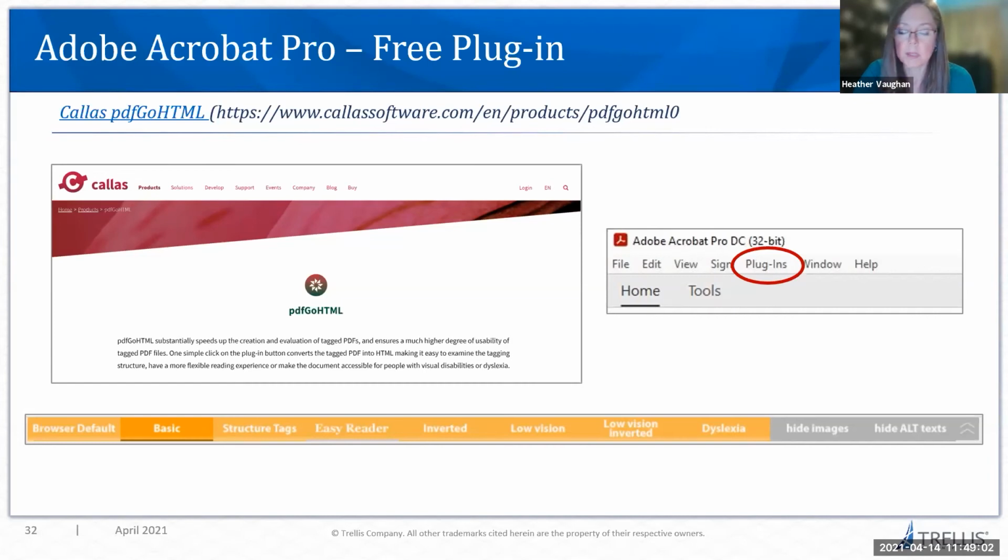So one simple click on the plugin button converts the tagged PDF into HTML that is opened in your default browser. And this screenshot along the bottom shows all the different versions or ways that you can see your document, such as easy reader, inverted, low vision, and dyslexia. And this is a great way to see how your content will be viewed, and it's especially helpful when checking the tables in your document. Next.